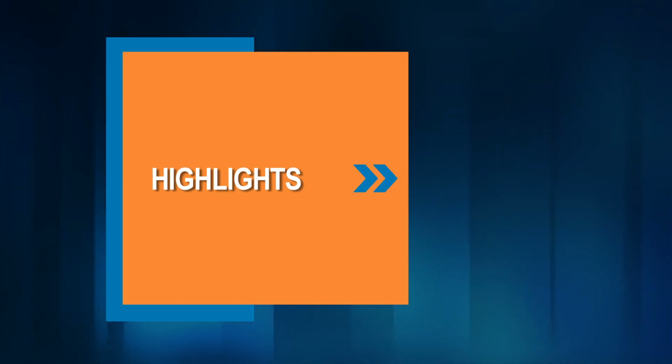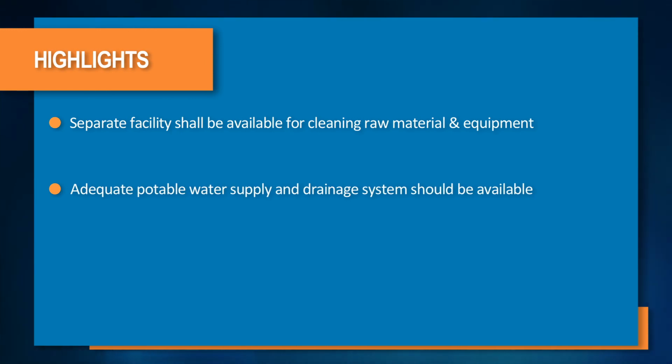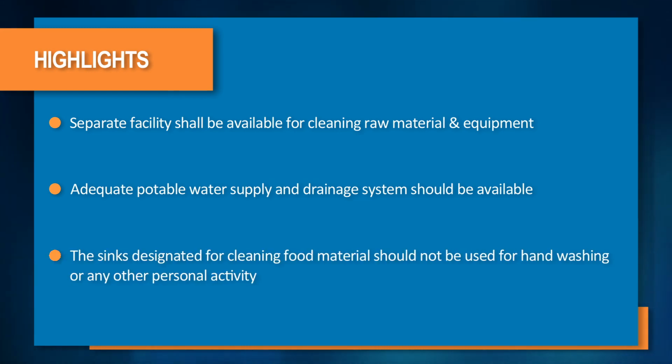The highlight points discussed in this video are: separate facility shall be available for cleaning raw material and equipment. Adequate potable water supply and drainage system should be available. The sinks designated for cleaning food material should not be used for hand washing or any other personal activity.